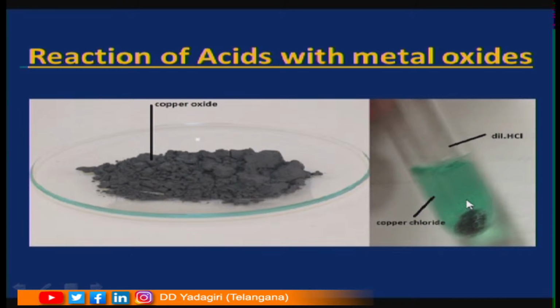Suppose we add nitric acid, its color will change to bluish because you will get copper nitrate. If you add H2SO4, you will see a sky blue color in the test tube because it is converted to copper sulphate salt. Now, you have seen the reaction of acids with metal oxides.